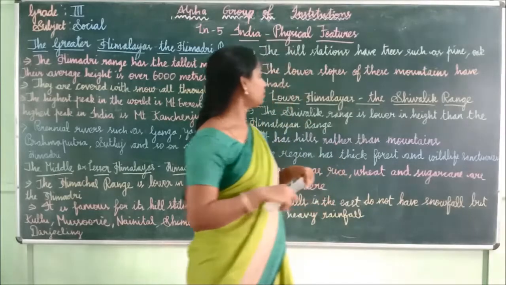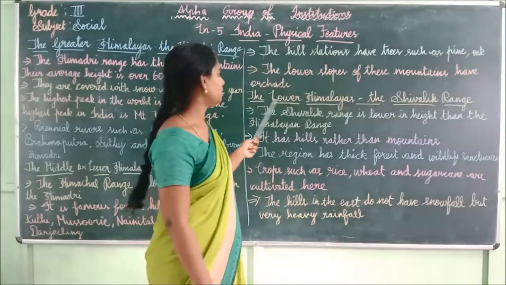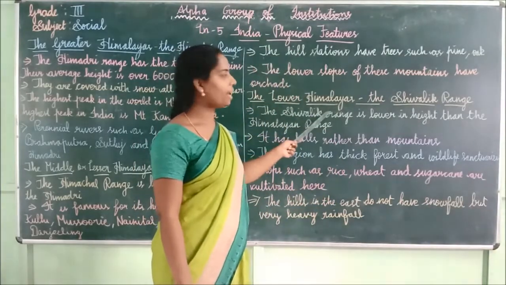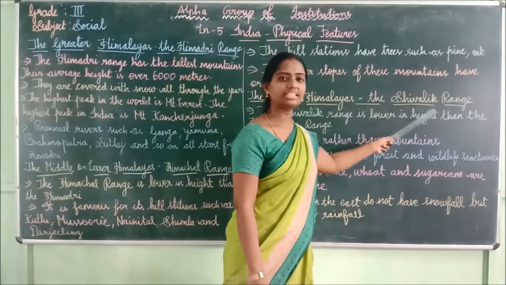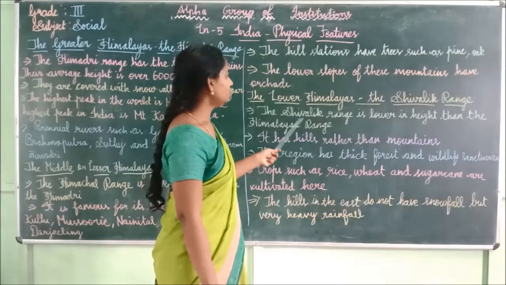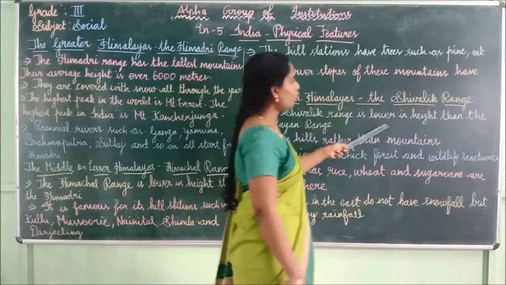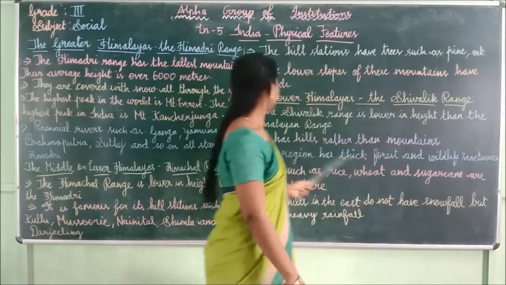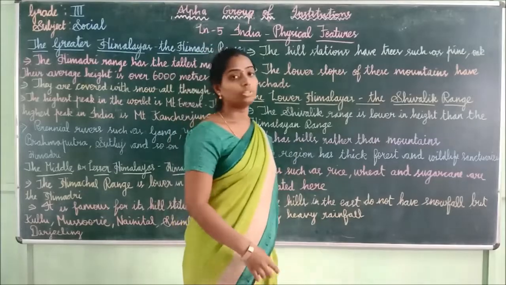And then we are going to discuss the last one. Here is the lower Himalayas, the Shivalik range. Shall we start reading, children? See, the Shivalik range is lower in height than the Himachal range. What is it, children?